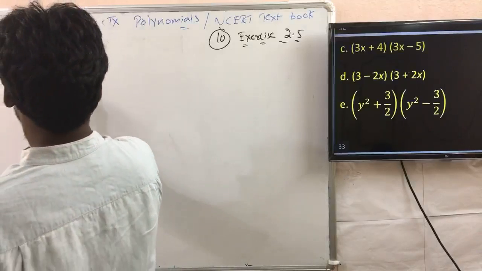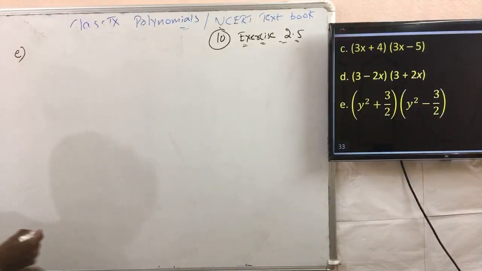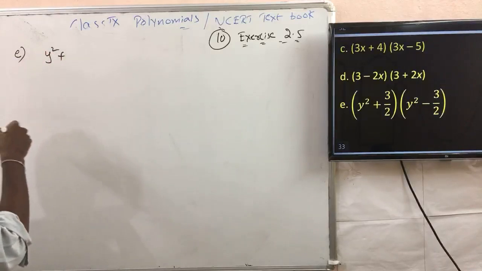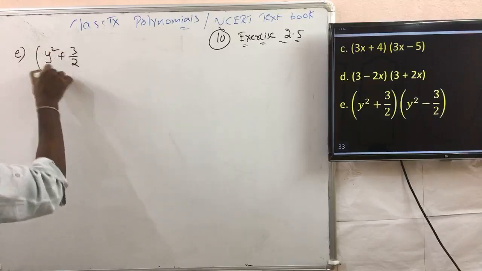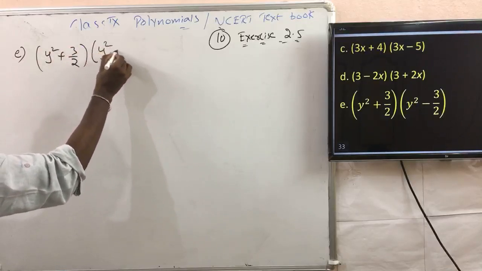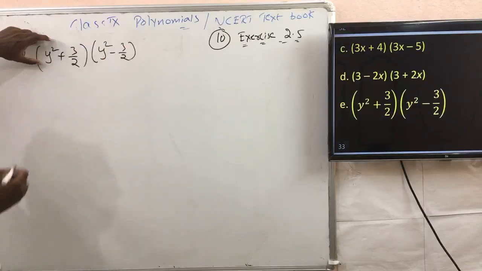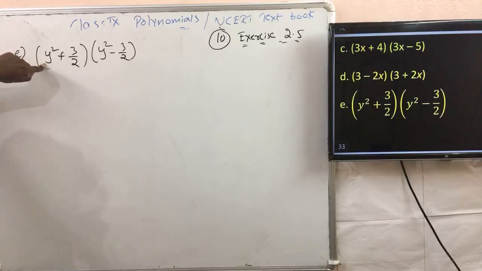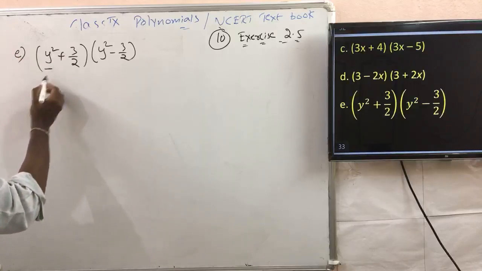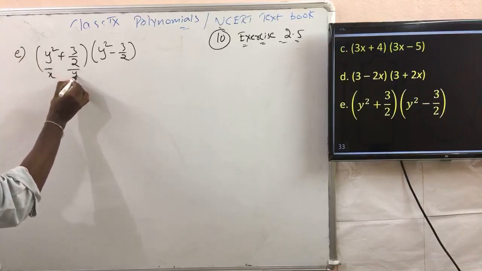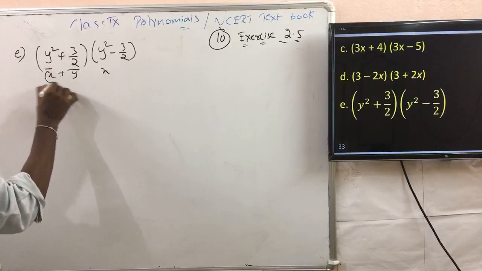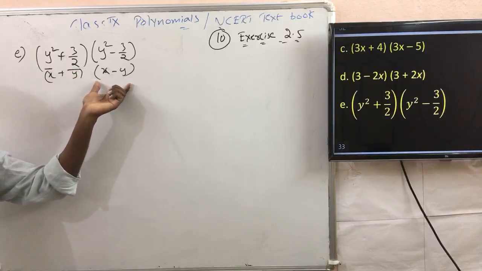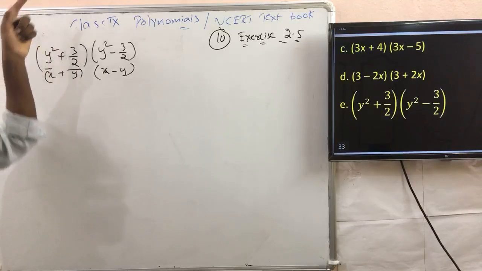And the last sum in the first main exercise 2.5: y square plus 3 by 2 into y square minus 3 by 2. Don't worry about the power of this term, maybe x, y power 2. Don't worry about this. First of all, check once. This is x and this is y. x plus y into x minus y. Check whether this is in the form of x plus y and x minus y. Don't worry about the term. It may be squared, it may be cube, it may be power 4.